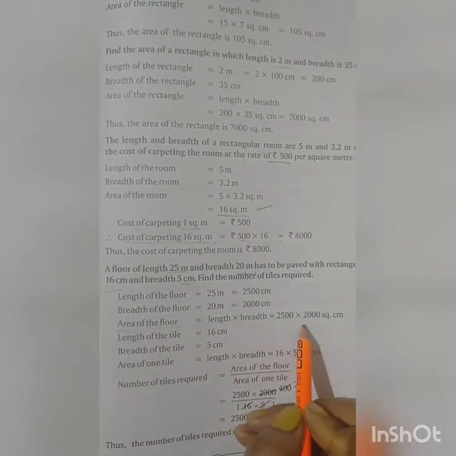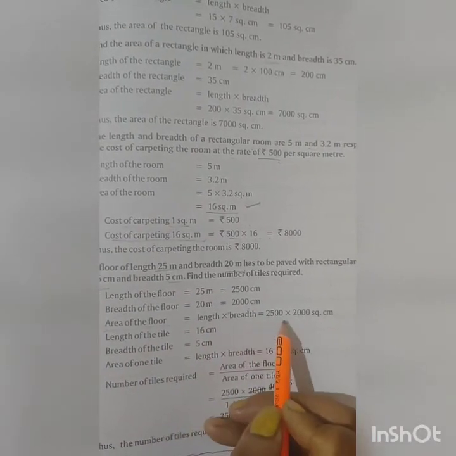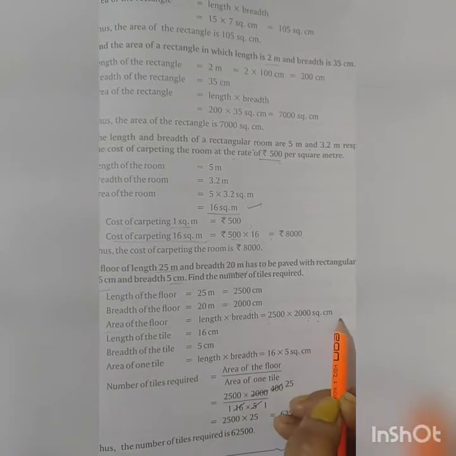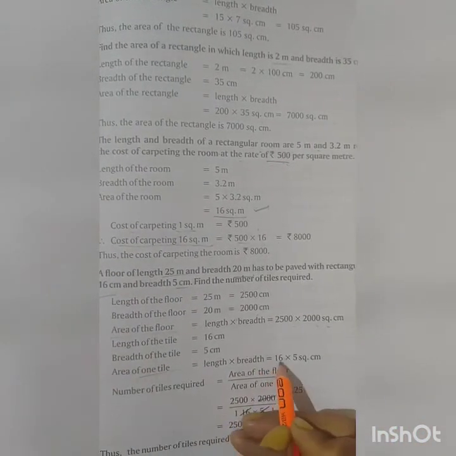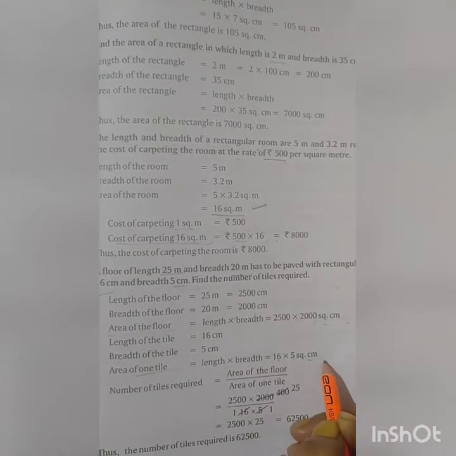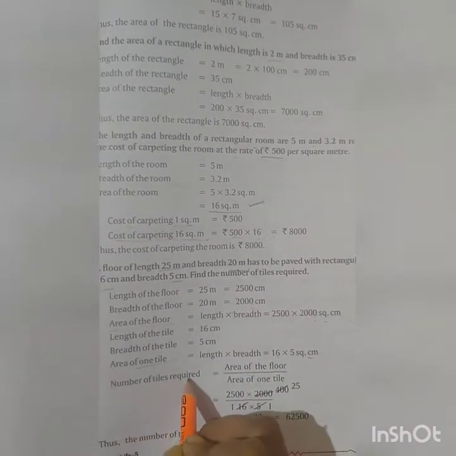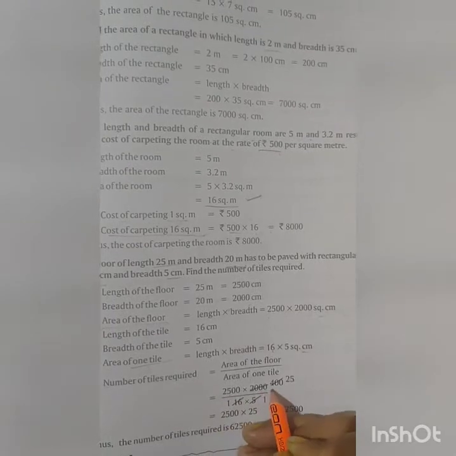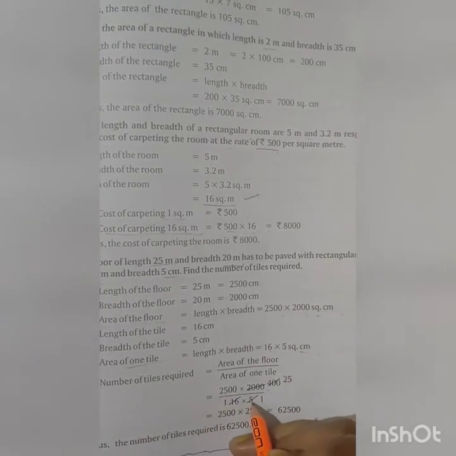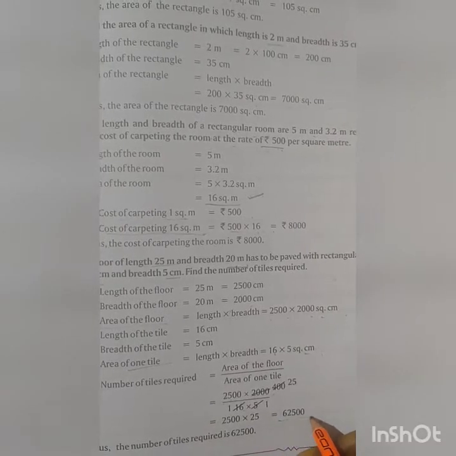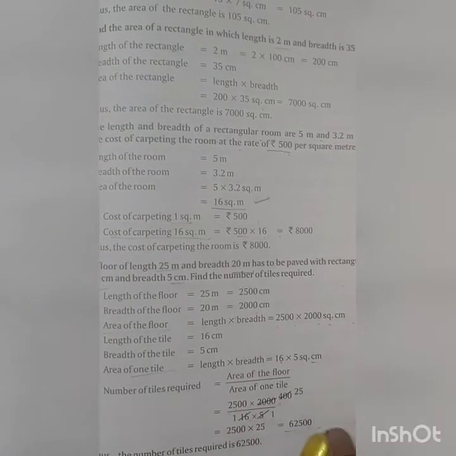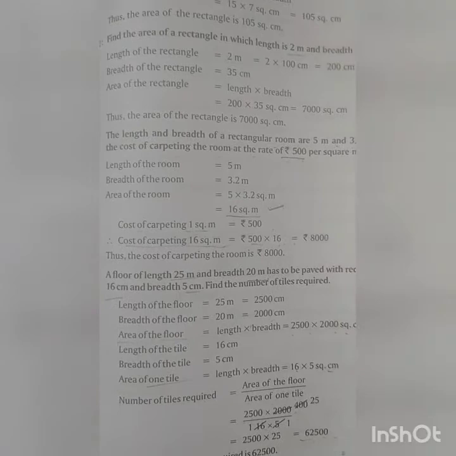Then it is 2500 multiplied by 2000 square centimeter. Then area of one tile is 16 multiplied by 5 square centimeter. Then number of tiles required is 2500 multiplied by 2000 upon 16 into 5. So it will be 62,500 tiles required to cover that floor.